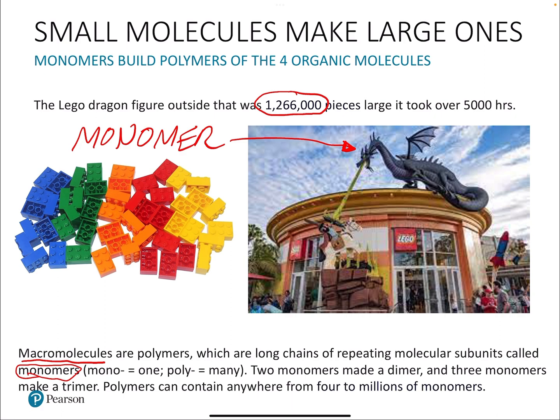And if you put two monomers together, you get a dimer, that's two. If you add three monomers together, you get a trimer. After that, you kind of stop counting and you just call it a polymer, which means many. And how many? It can go up to millions of monomers putting it together. The smallest polymer is 4, and it can be even larger.